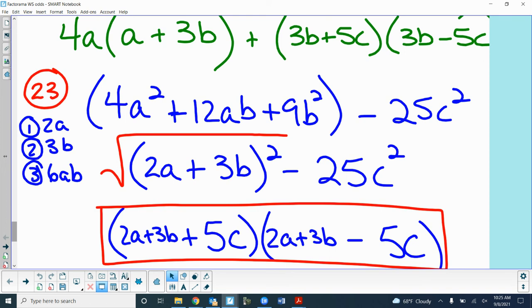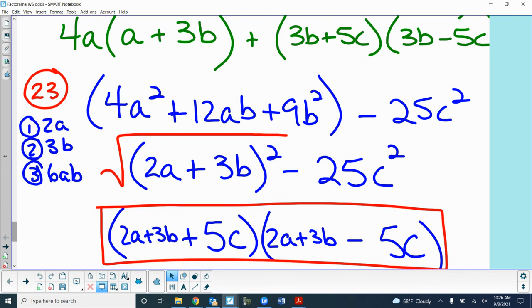Well, now I have something squared minus, so that's a square because that whole thing is squared, and 25 and c are squared, perfect squares. So I have a difference of squares. So I took the square root of this. The square root of something squared is itself. That's where the 2a plus 3b in the front came. The square root of this was 5c, that's in the back, and then addition between and subtraction between. So that looks a little different. Got 3 terms instead of 2 like normal.